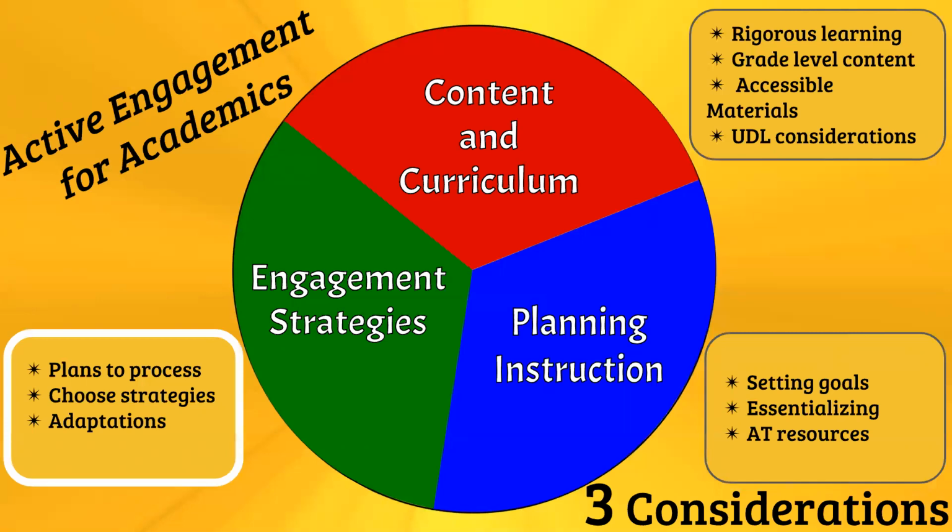The third category is engagement strategies. So how do we keep students active during instruction? Well, we need to plan to process. We need to figure in time and activities for how and when students are going to be active within the lesson. We have to choose our strategies. We have to know what engagement strategies are and which ones we will try. And we have to make adaptations. How can we make these strategies work for our kids?